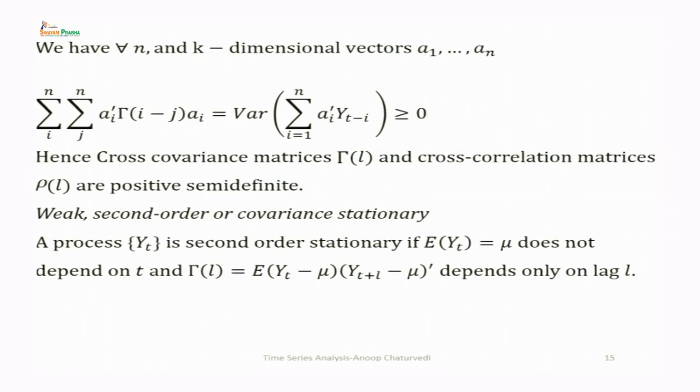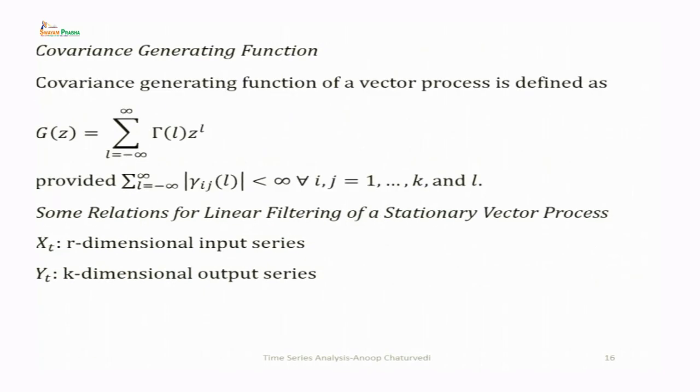Then, weak or second order or covariance stationary processes. A process y t is second order stationary if the expected value of y t is equal to mu, which does not depend on t, and gamma L, equal to the expectation of y t minus mu times y t plus L minus mu transpose, depends only on the lag L. Actually, this is how we define a second order stationary process for univariate time series also.